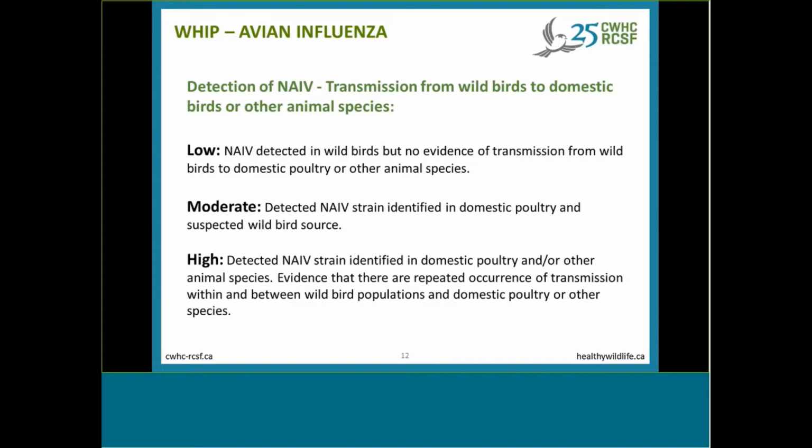So the ability of an avian influenza virus to be transmitted from wild birds to domestic birds or other animal species was the next element. Low was there's no evidence of transmission. It has been identified in wild birds only. Moderate, it has been seen in domestic poultry. And high was repeated occurrence of transmission within and between wild bird populations and domestic poultry or other species. Next slide, please.